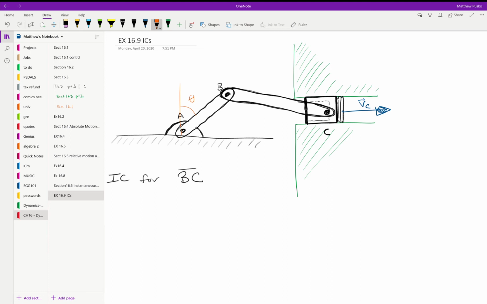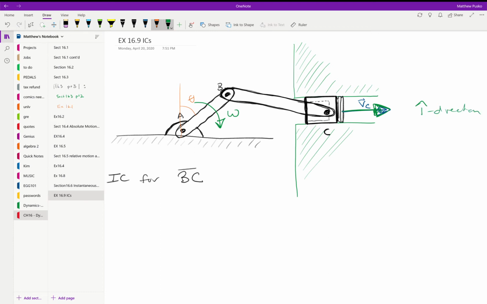Let's look at the instantaneous centers of zero velocity in example 16.9. No numbers here, sorry guys. We're looking at a crankshaft, piston rod, piston cylinder assembly, and in this case we have some omega of AB given to us. BC is going to have its own motion, and we should notice that the velocity of C is going to be constrained in the i direction.